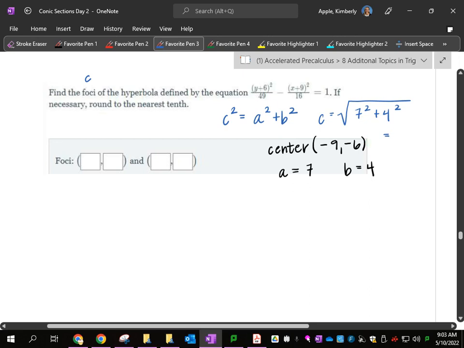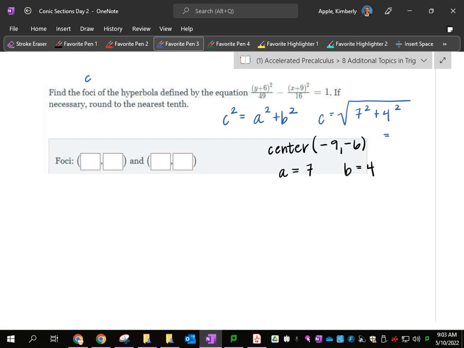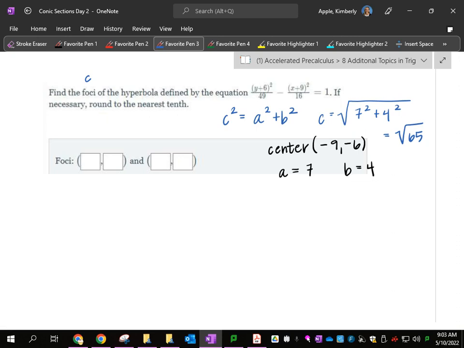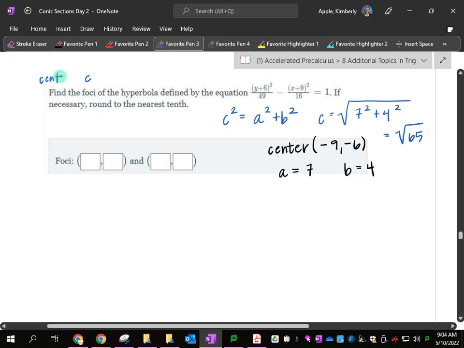It'll be 7 squared plus 4 squared. Yes, 7 squared plus 4 squared. Square root of 65, is that what y'all got? All right, whatever. So C is the square root of 65. So let's go back to the diagram and you're like, all right, how can I find the coordinates of C? Well, C is just the distance from the center to the focus. So this is center plus or minus C.